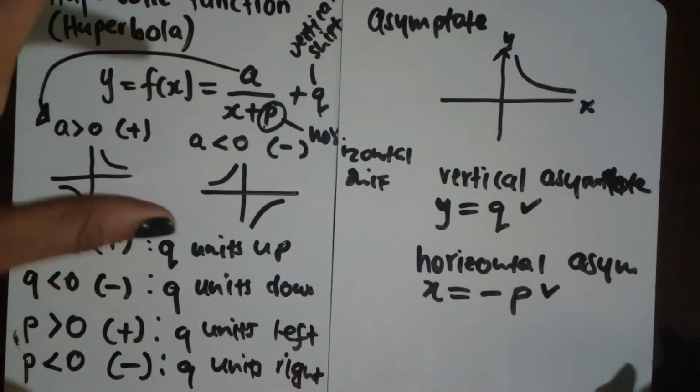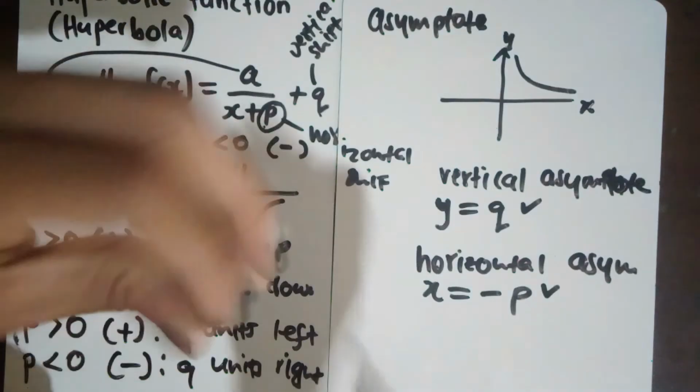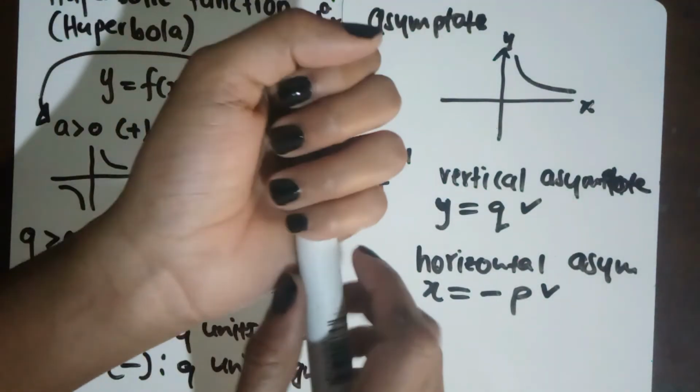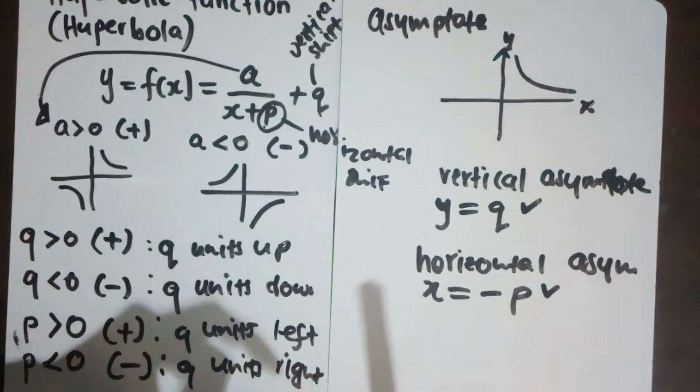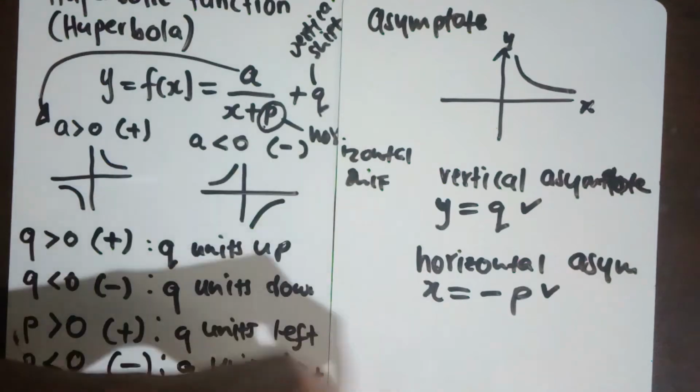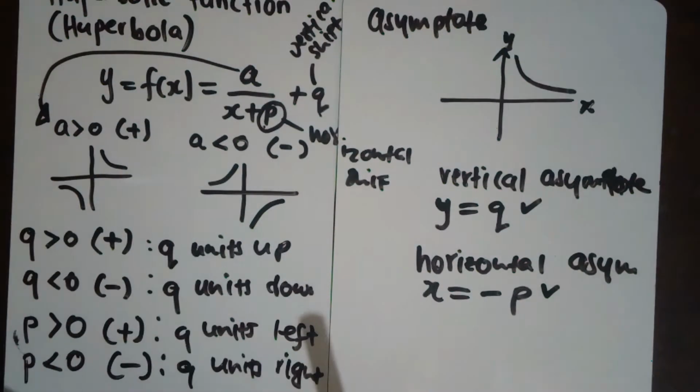So what I'm going to do is plot a number of hyperbolic functions, and you will be able to see the effects of a on the graph, the effects of p, as well as the effect of q. Cool. So let us just do that.